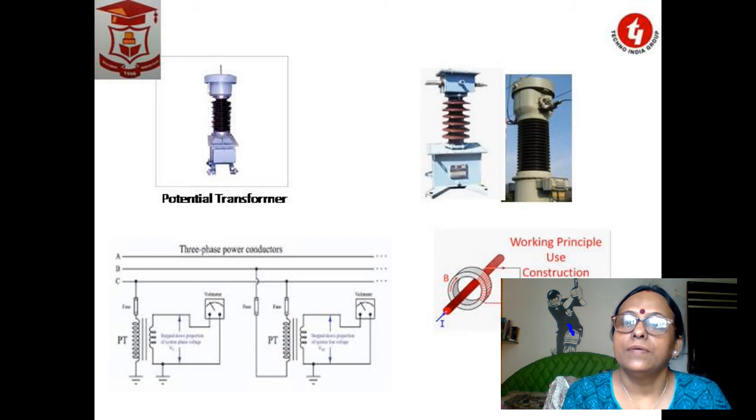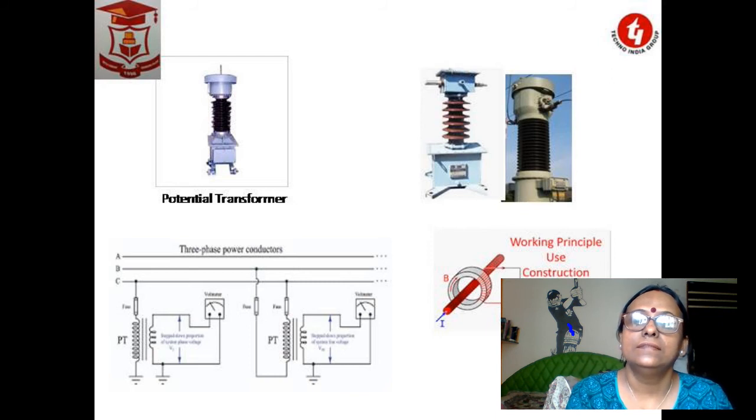See, the voltage is connected through it and secondary is connected to the voltmeter. And current transformer. This one is the figure of the current transformer.